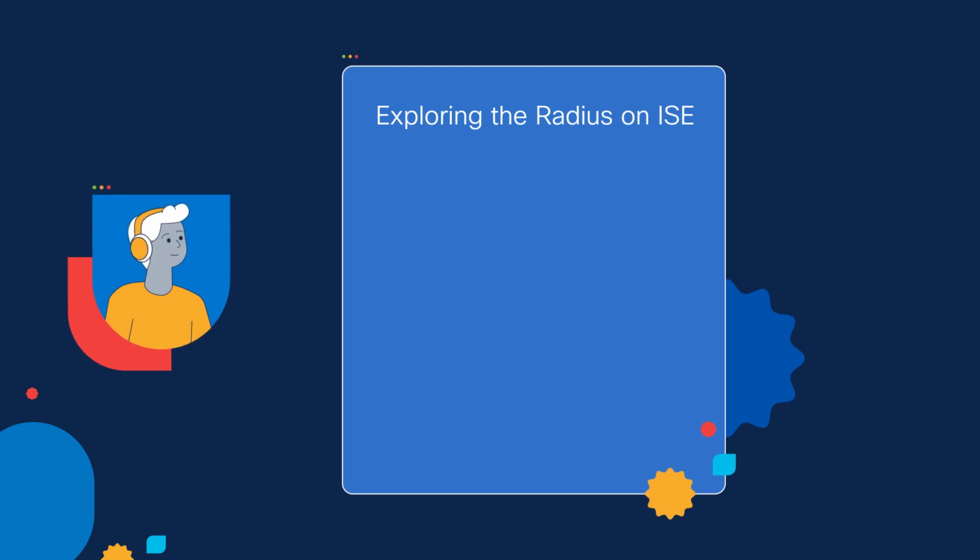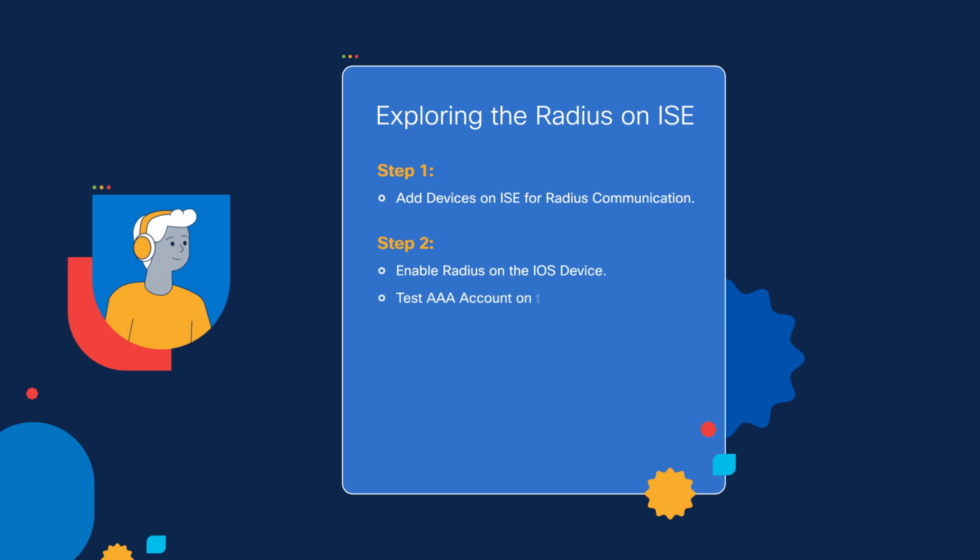So let's go ahead and show you how to do this with Cisco ISE and controlling the RADIUS protocol to only allow specific devices, and also show you how we can troubleshoot specific problems. As part of the process of exploring RADIUS on ISE, we're going to go through three steps. First, we're going to add devices on ISE for RADIUS communication. On step number two, we will enable RADIUS on that IOS device and then test a AAA account to verify communication. On step number three, we will look at the logging to verify the results that we're expecting. And then we're going to look at debugs on IOS in order to troubleshoot basic and advanced communication problems that can occur when using RADIUS.